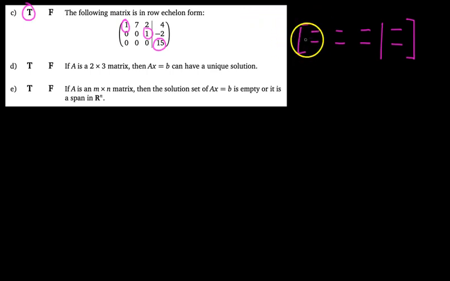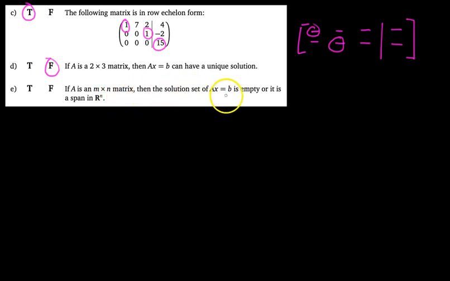Well, what's the most amount of pivots you could have? You could have a pivot here and a pivot here, but since there are more columns than rows, it's impossible to not have free variables. So you're guaranteed to have a free variable, in which case it's impossible to have a unique solution, because free variables imply infinitely many solutions. So this one's false.